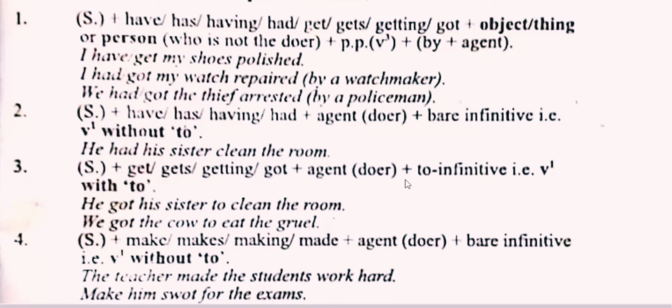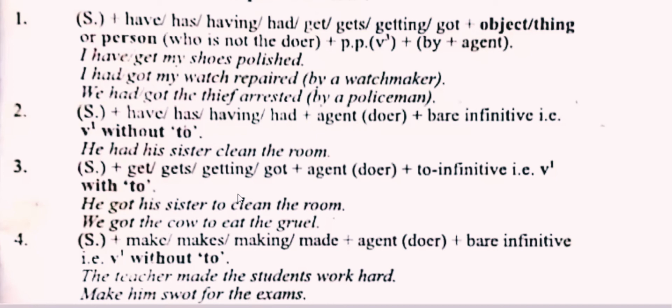But here in number 3, when there is a use of get and the agent is the doer, not the person who is not the doer, rather the agent who is the doer, we write to plus V1. Okay, doer plus to plus V1. So here, see the example. He got his sister to clean the room. In other structures, number 2 and 4, we didn't use to, but here we use to clean the room.